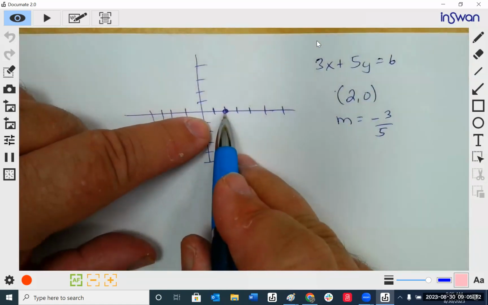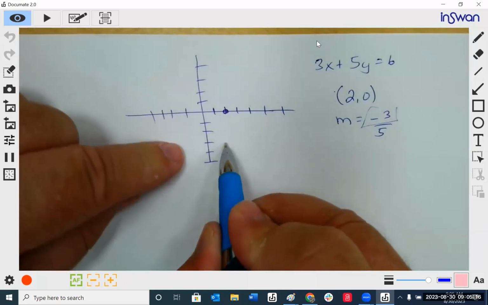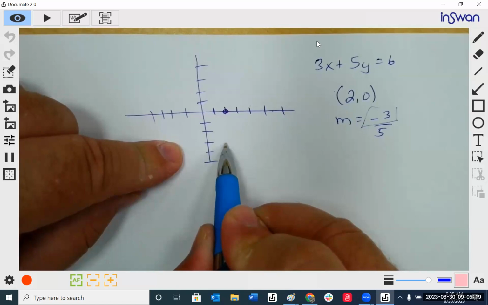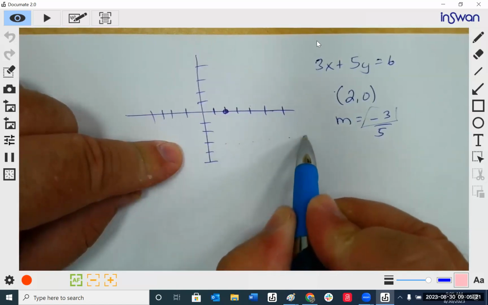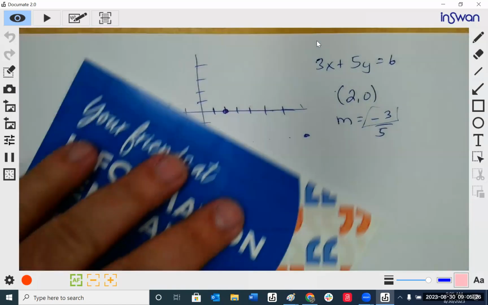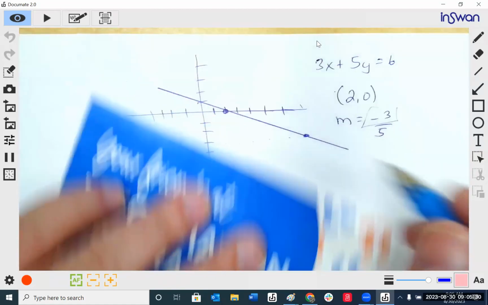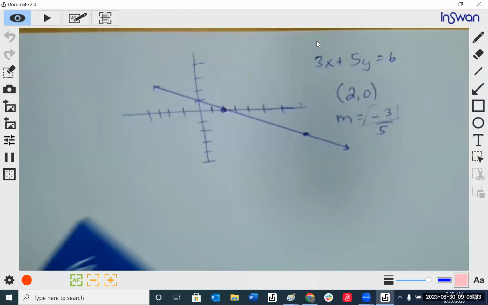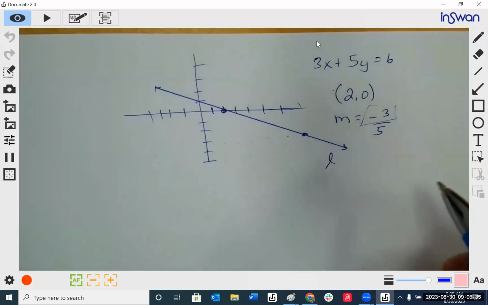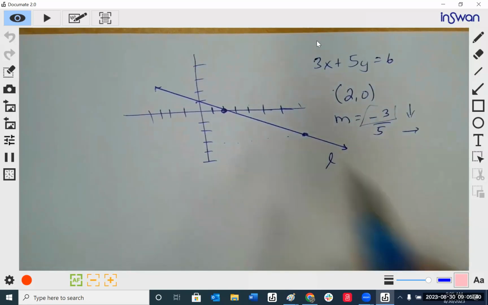So from this point, what do I do? Go down 3, 1, 2, 3, and over 5: 1, 2, 3, 4, 5. And there's my graph. We went down 3 and over 5 to find the next dot. So there's always a way around it.